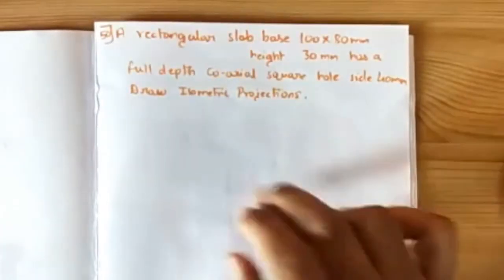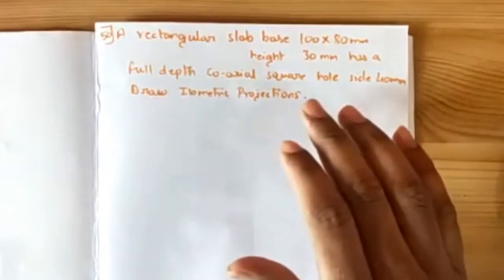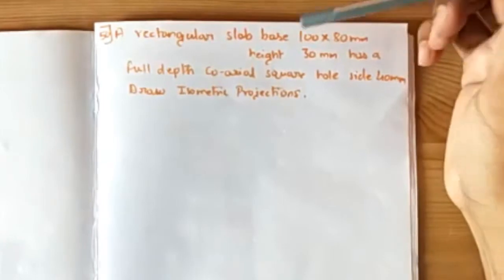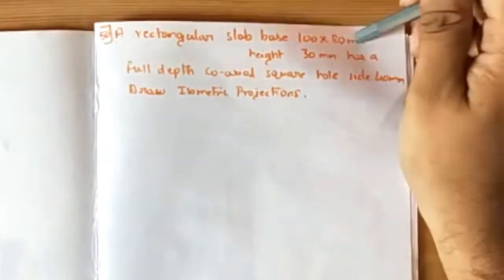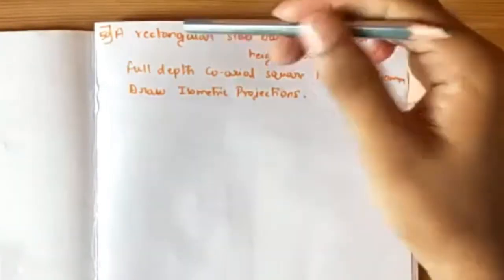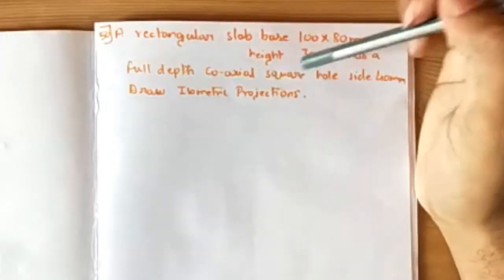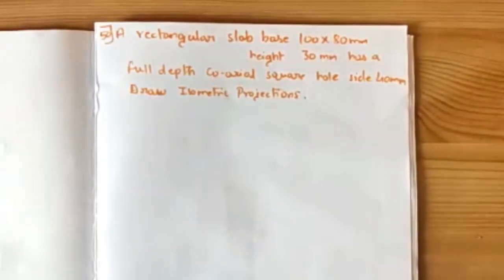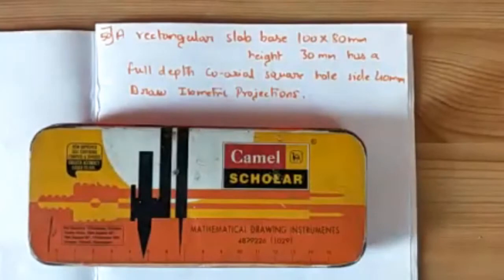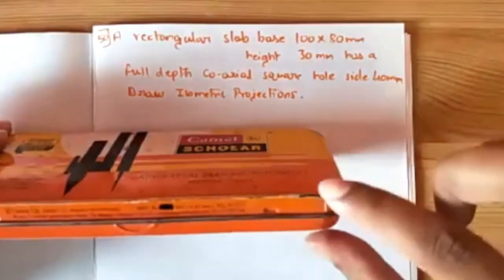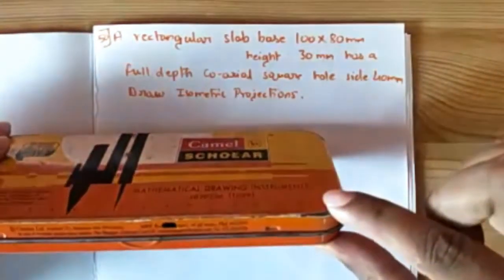There's a rectangle slab whose base is given as 100 into 80, and the height of that one is 30. It has a full depth coaxial square hole. That means we have a rectangle box like this. Imagine this is a rectangle box. The length of the rectangle box he has given you as 100, the breadth as 80, whereas the thickness he has given you as 30.